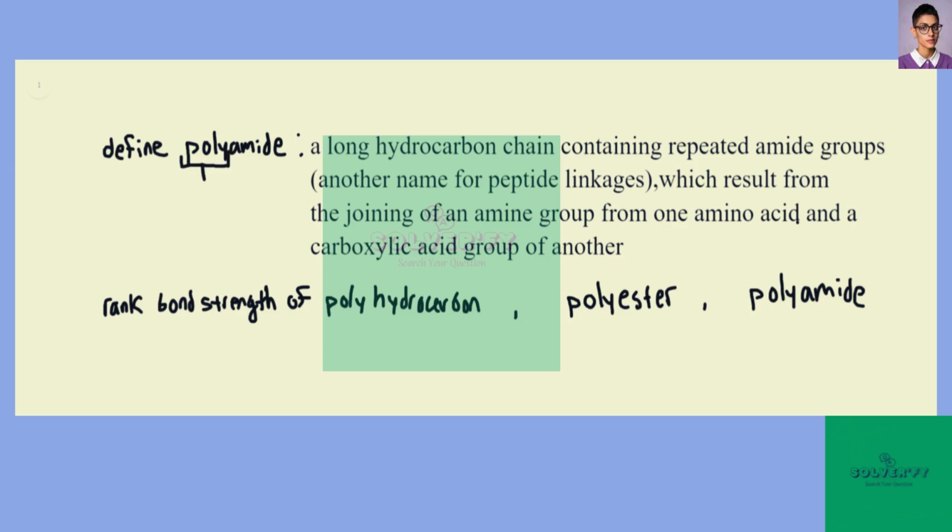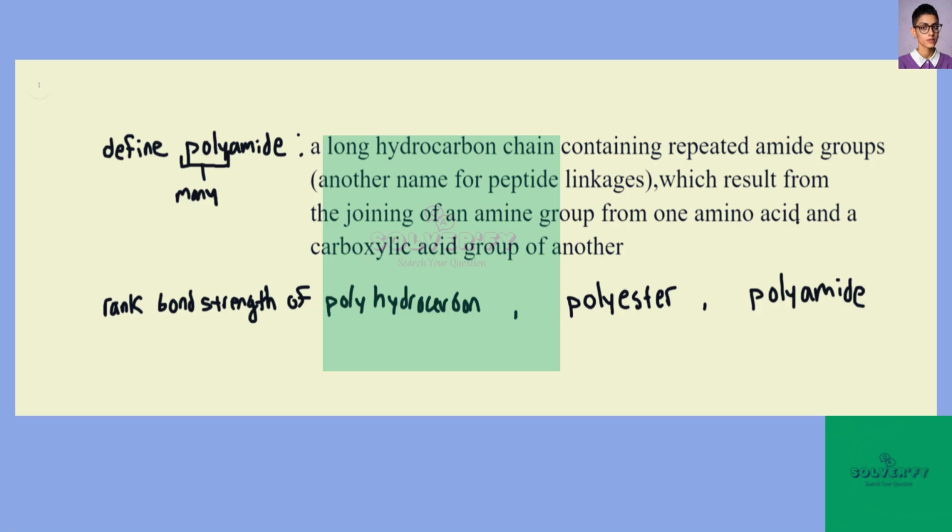So you have poly, which means many amides, essentially. An amide is another name for a peptide linkage or a peptide bond, and it results from the joining of an amine group from one amino acid and the carboxylic acid group of another. So the polyamide is essentially a specific name for a subtype of amino acid chains.